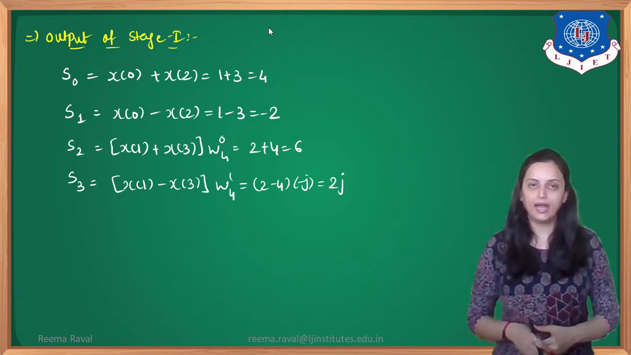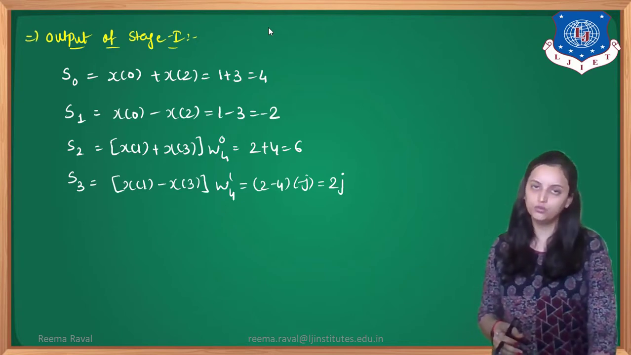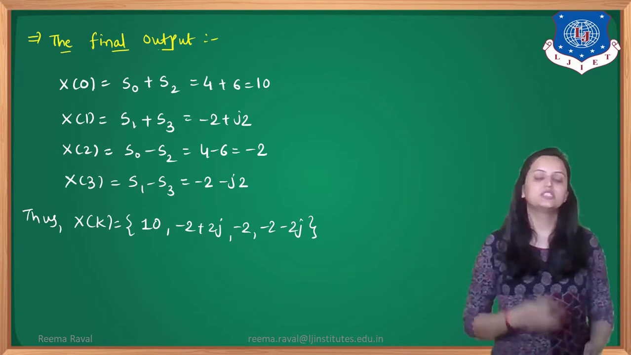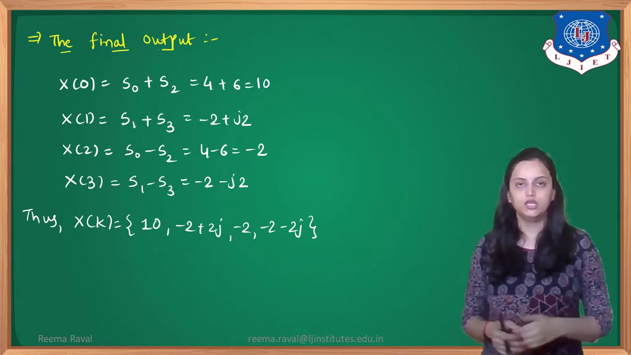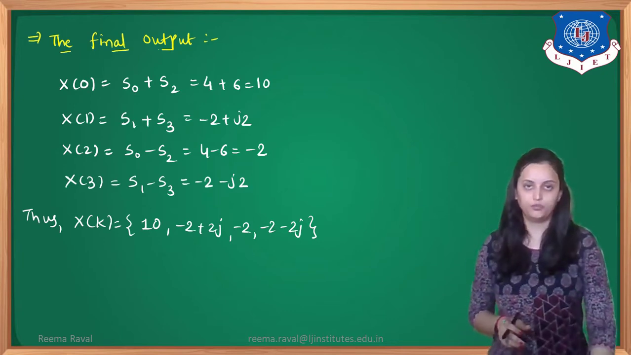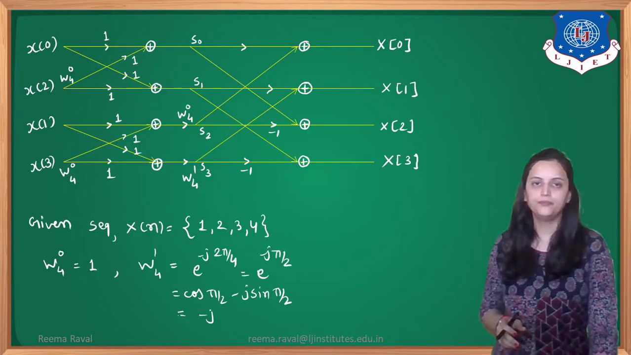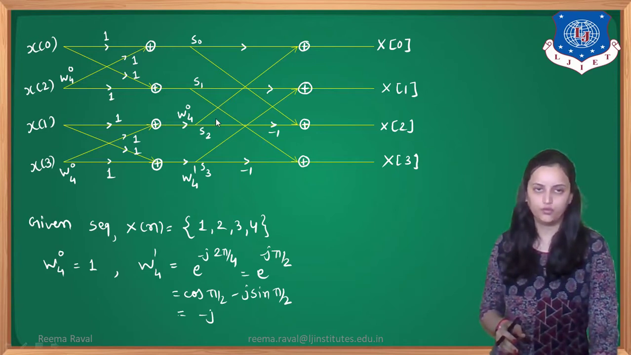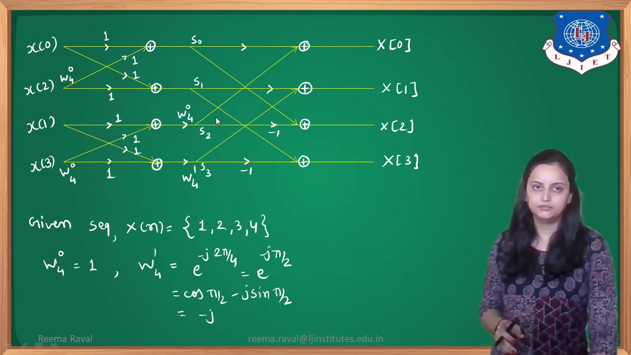Same way, we are going to calculate the output of stage 2, which we can call the final output. So x of 0, that is the first output. Here we can see in this diagram, the output x of 0 has two inputs. First is S0 and the second one is from S2 multiplied by W4 0.